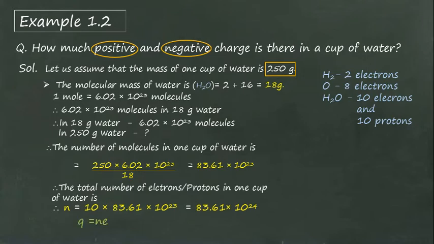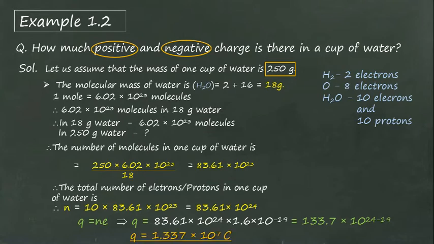Now Q is equal to Ne, number of electrons N is equal to 83.61 into 10 raised to 24, and E is 1.6 into 10 raised to minus 19. So the answer is 133.7 into 10 raised to 24 minus 19. So we can rewrite as 1.33 into 10 raised to 7 coulomb.